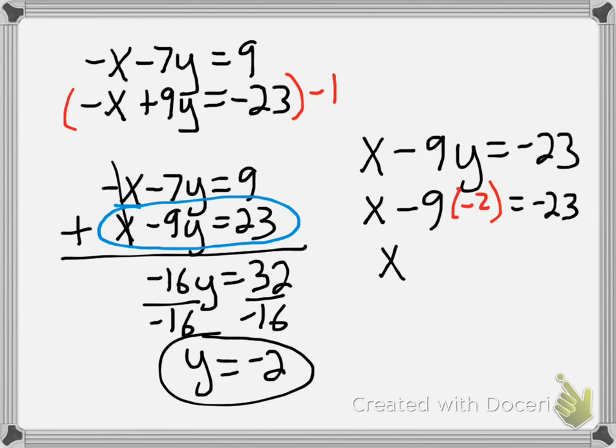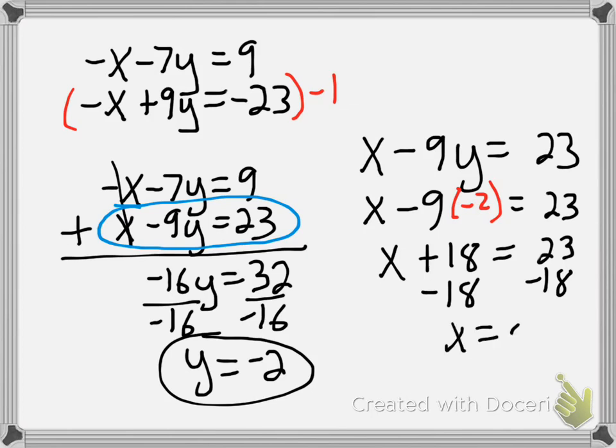So in this one, negative 9 times negative 2 is a positive 18, equals negative 23. Oh, I just realized that I accidentally wrote negative 23. It's supposed to be a positive 23. It does help if you write the equation correctly. Alright, so now we want to minus 18 from both sides. So I get that x is equal to 5.